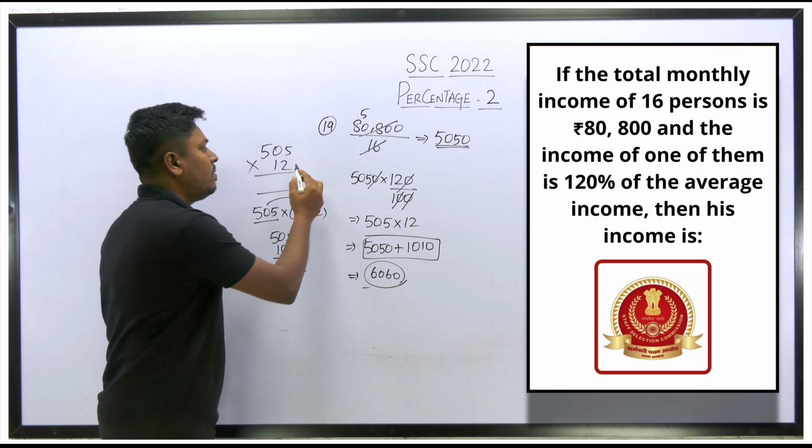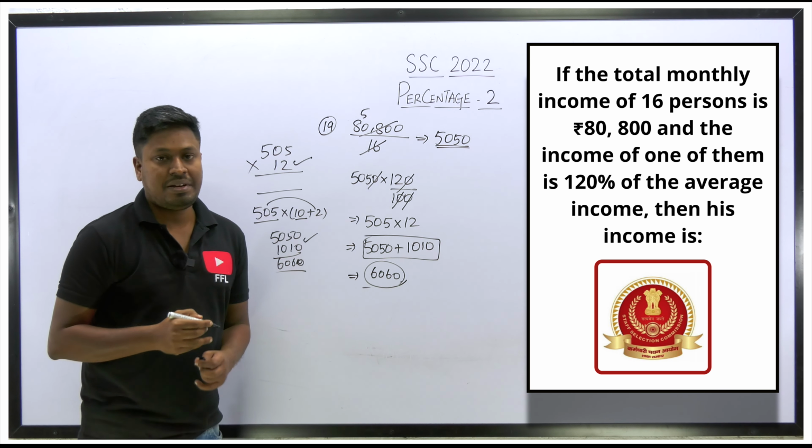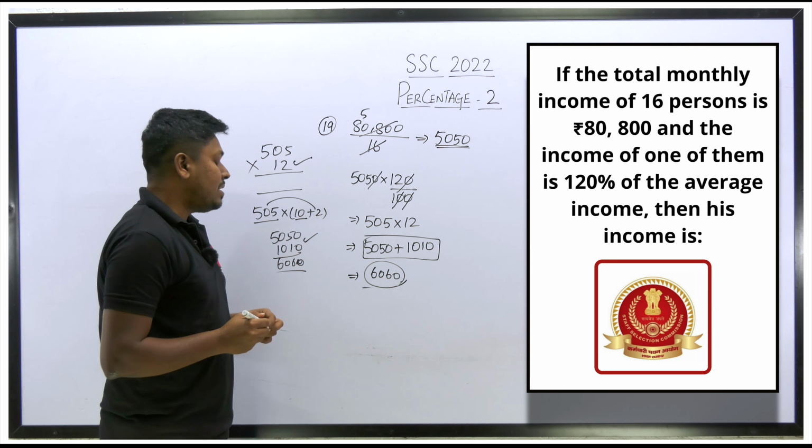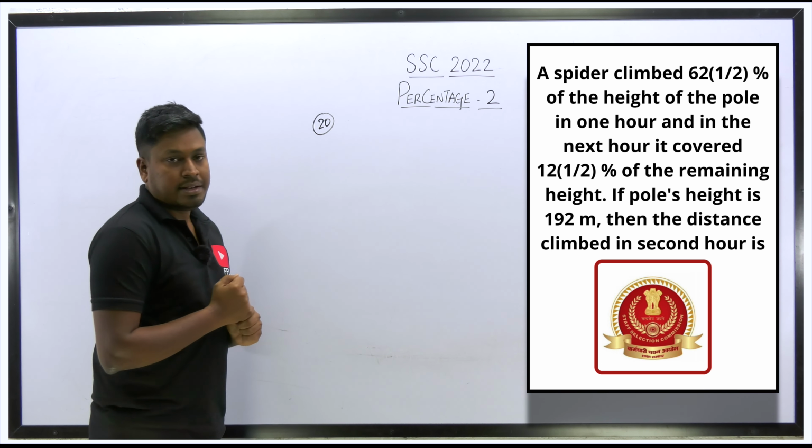If you wish, you can go with this method, or else this will be easy. You can just go with some mental calculations, right? So the answer for question number 19 will be 6060. So here is the last, 20th question.